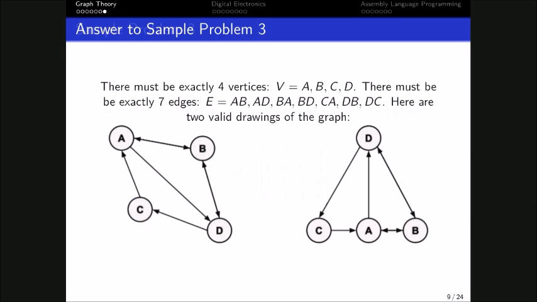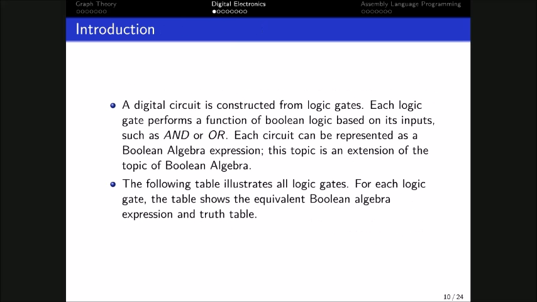And this is a solution. These are 2 different valid drawings. Obviously, you can draw it however you want, however you want to orient it. Doesn't really matter. And that's all we have for graph theory.